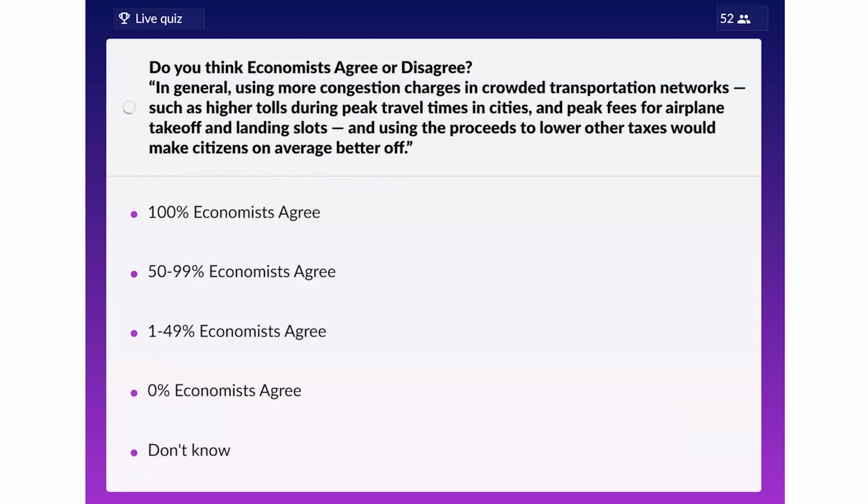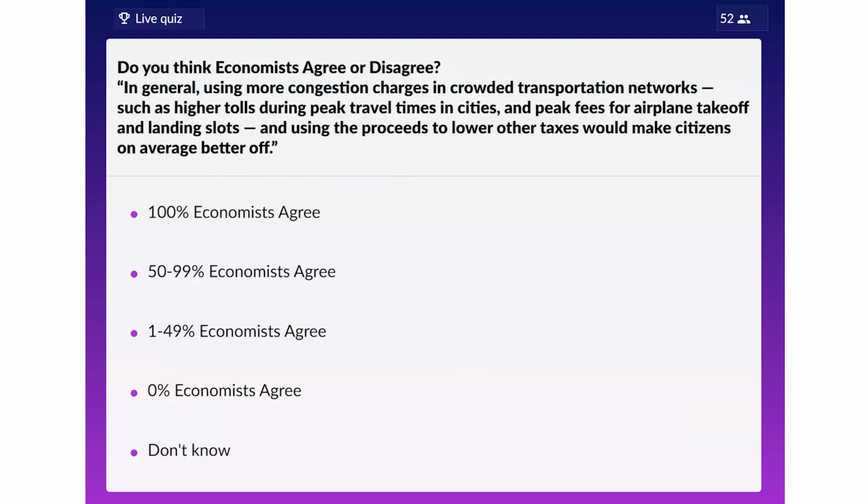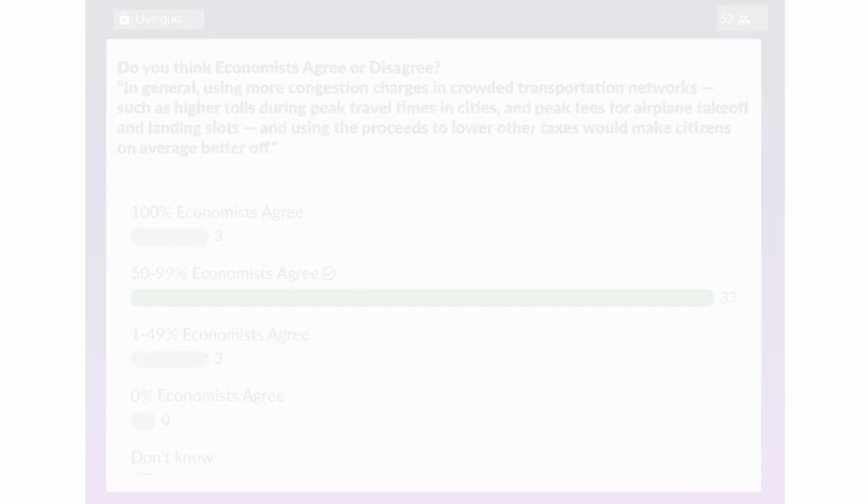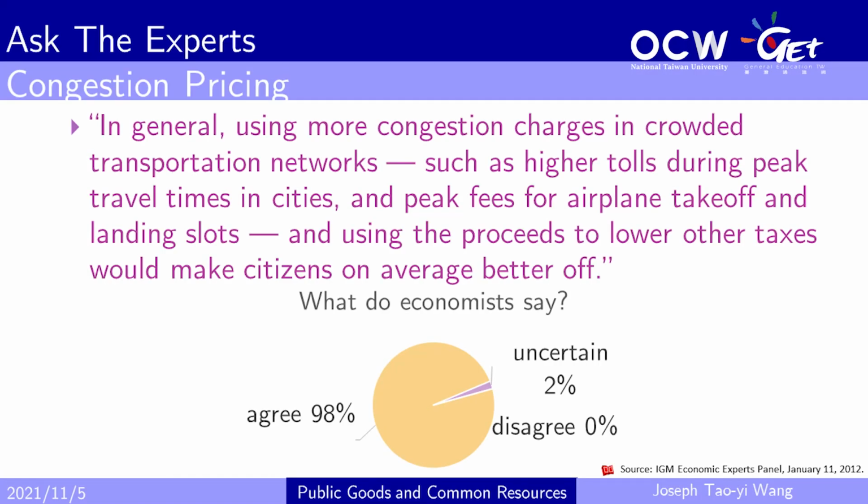Okay, so let's look at your answers. The majority of you said 50 to 99% of economists agree, and that is indeed the answer. Here's the percentage: 98% of the economists surveyed agree with this statement on congestion pricing. 2% are not sure, and nobody disagrees.